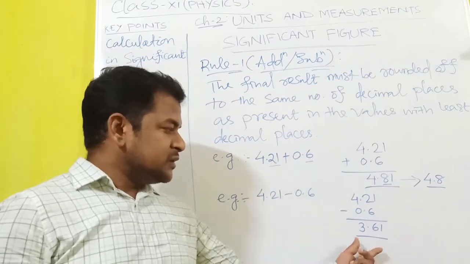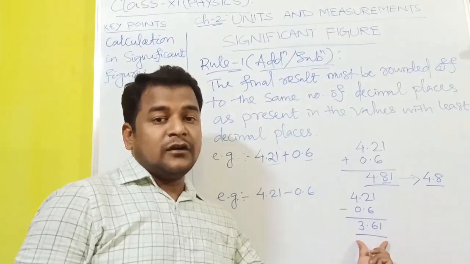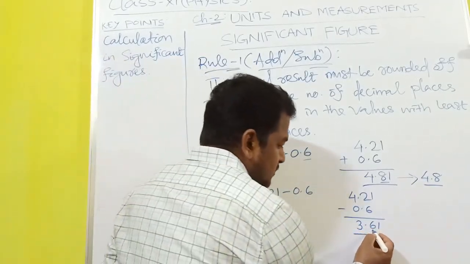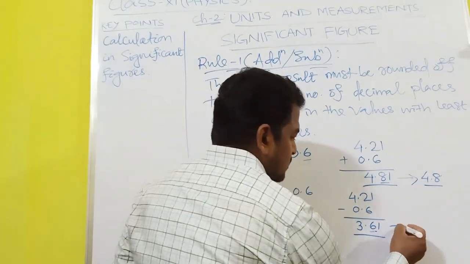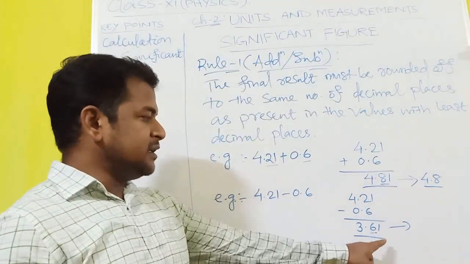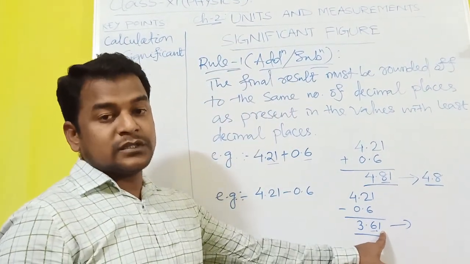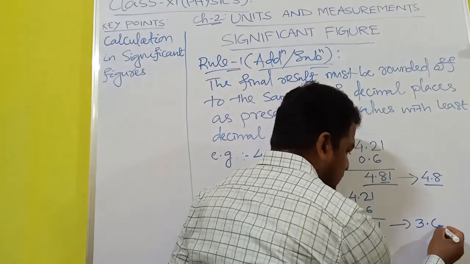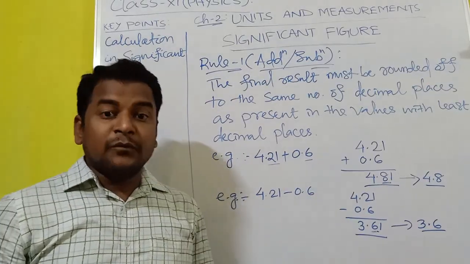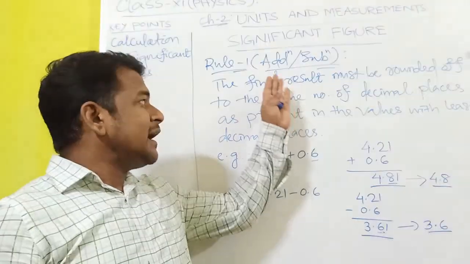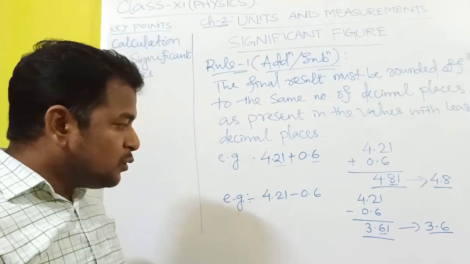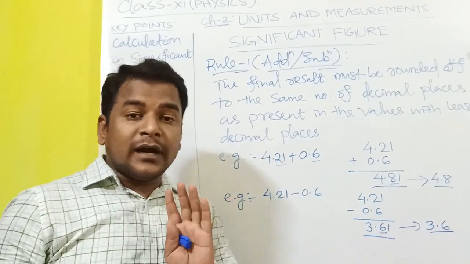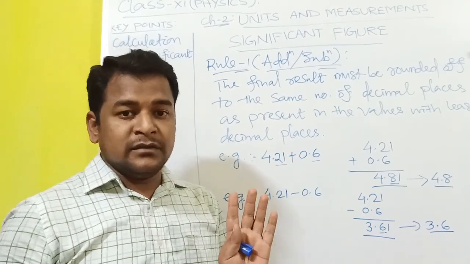Similarly, here also this final result must be rounded off with one decimal place only. The following digit here is 1, which is lesser than 5. So this value will be 3.6. The important thing is that in case of addition and subtraction, we have to focus on the decimal places. No need to count the significant figures. Clear?